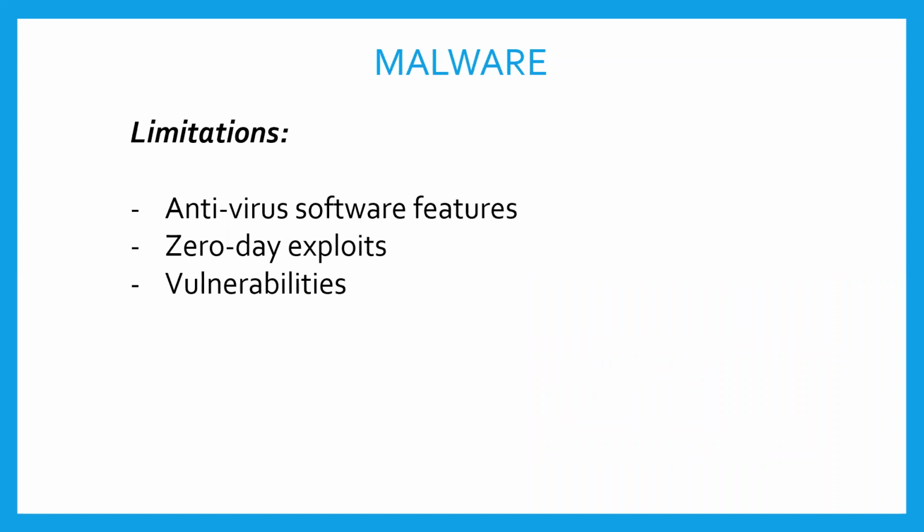The zero-day exploit. A zero-day exploit is a type of attack on a computer system which has an unknown or undisclosed vulnerability. This type of attack takes advantage of the fact that there is no known patch for the vulnerability at the time of the attack.